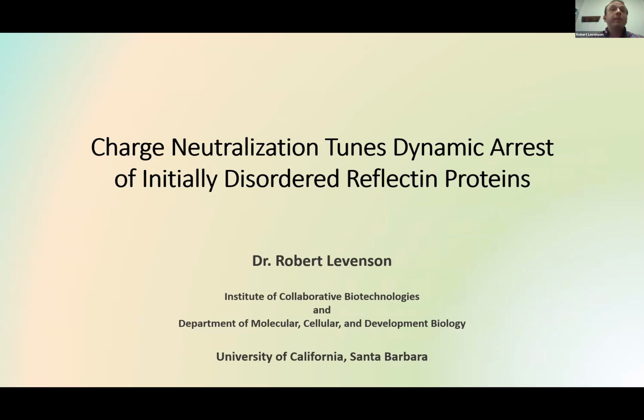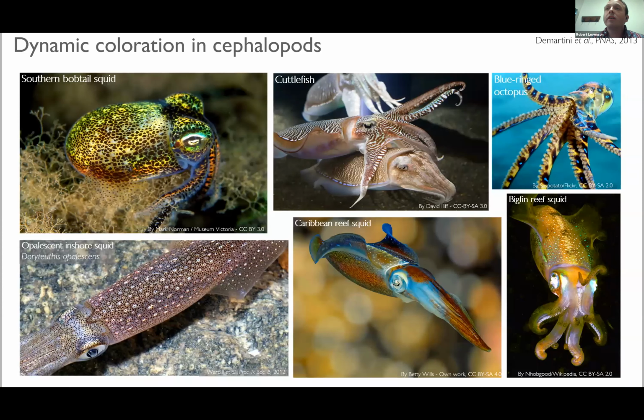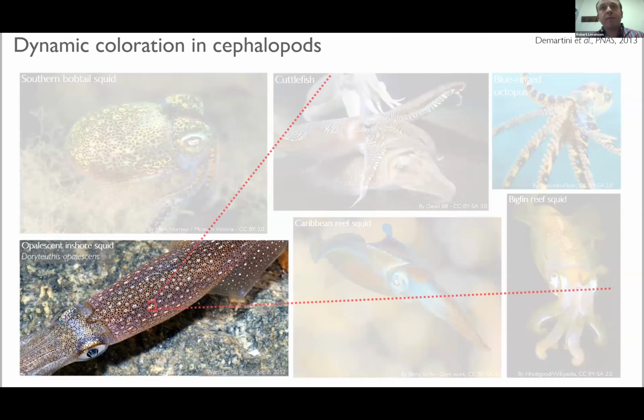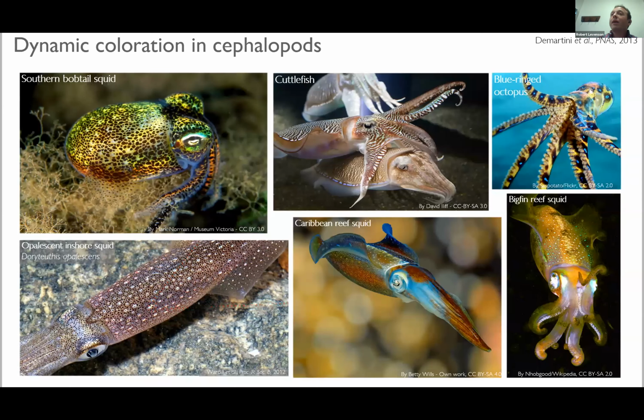So I will be speaking today about charge neutralization, tuning the dynamic arrest of the reflectin proteins. And I'm going to jump right into it then. So cephalopods, the squid, cuttlefish, and octopus, are renowned for their beautiful dynamic coloration, which they use for camouflage and communication with each other.